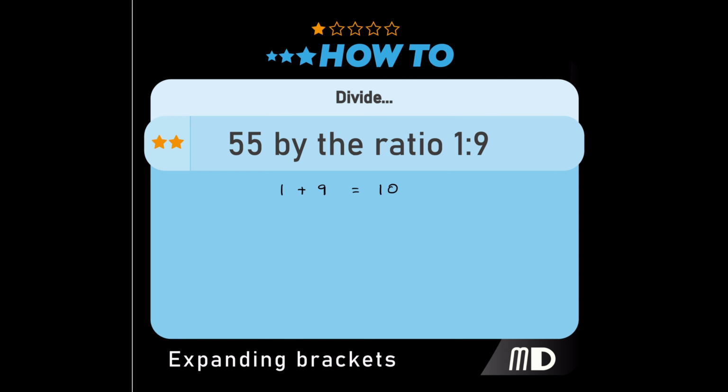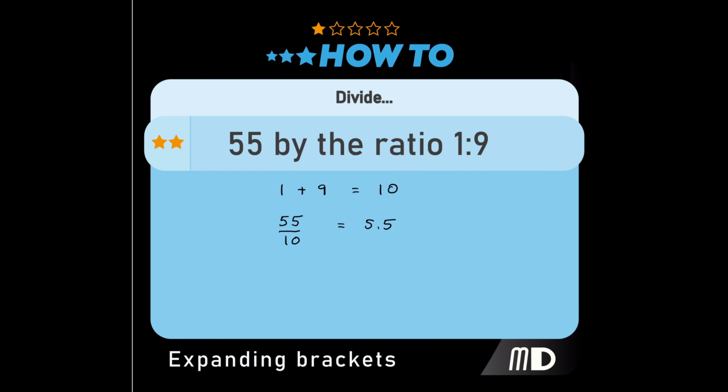Next, we need to divide the amount given to us, which is 55, by the sum of the digits in the ratio, which was 10. And 55 divided by 10 is equal to 5.5.